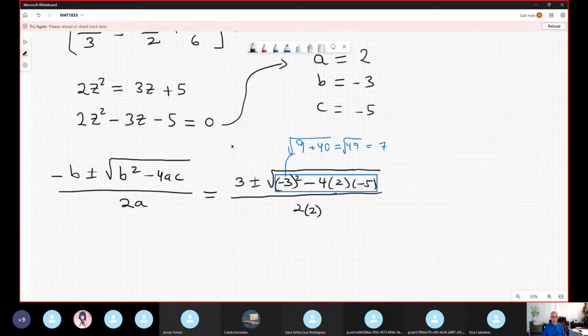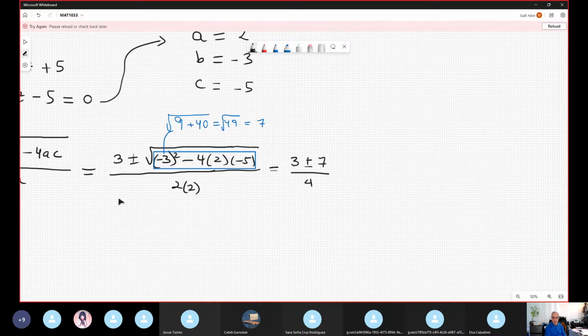Therefore, you copy. Look at the organization. 3 plus or minus 7 over 4. Then, in that moment, I split this expression in two expressions. 3 plus 7 over 4, and 3 minus 7 over 4. Okay?